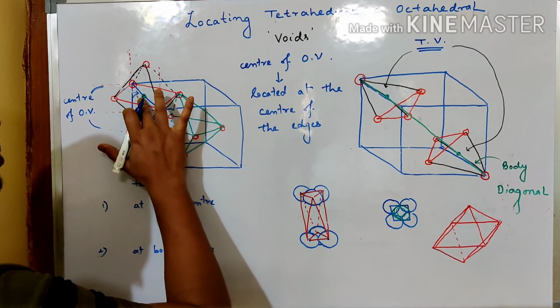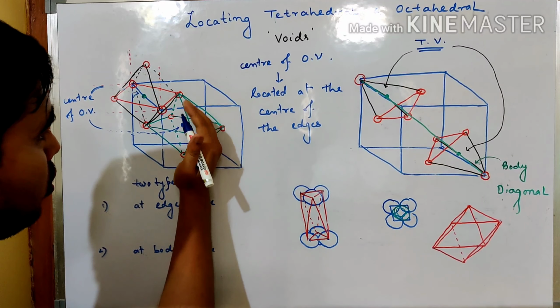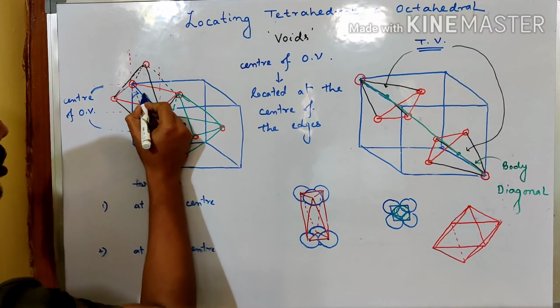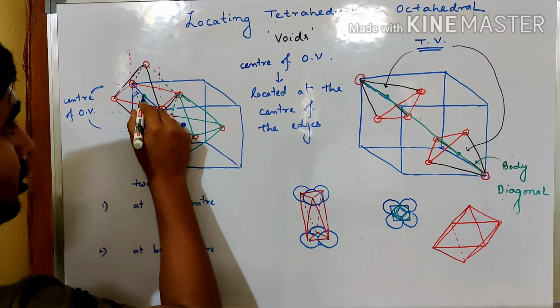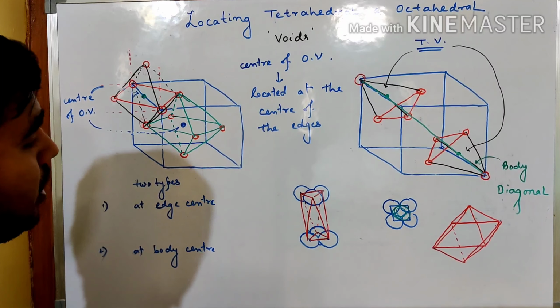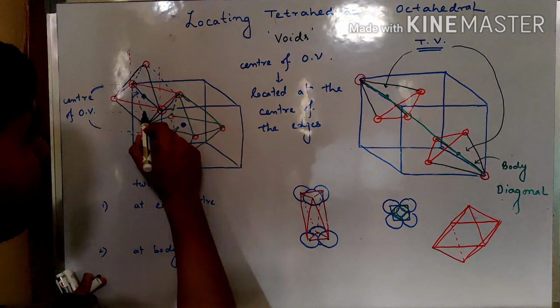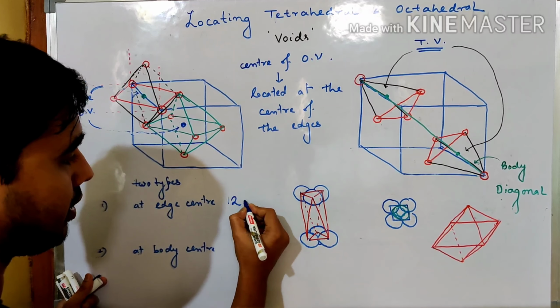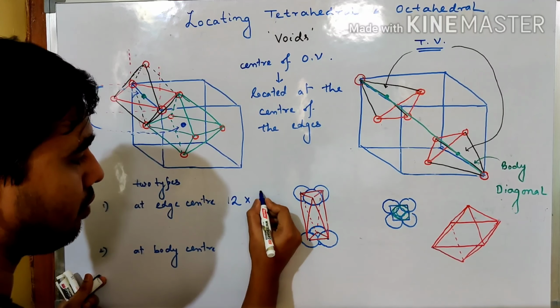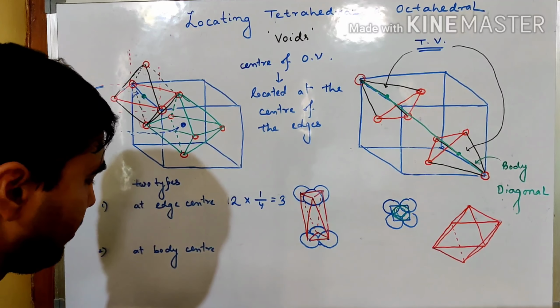Now the edge center atom will be shared by how many lattices? How many cubes? 1, 2, 3 and 4. This one will be shared by 4 cubic lattices. So this volume of it will be shared by 4. So there are how many edge centers? There are 1, 2, 3, 4 like that. There are 12 edges. So there are 12 edge centers, and individually each one of them will contribute 1/4 of it. So the number will be 3.